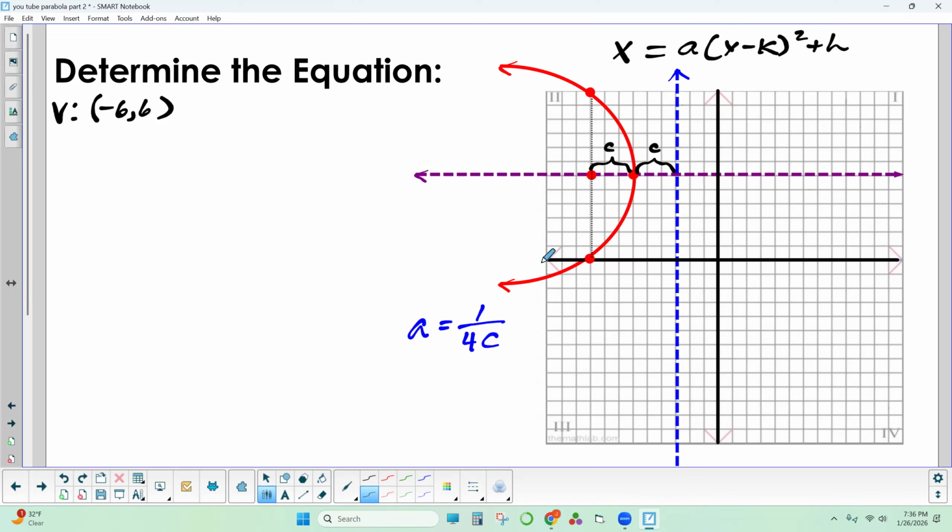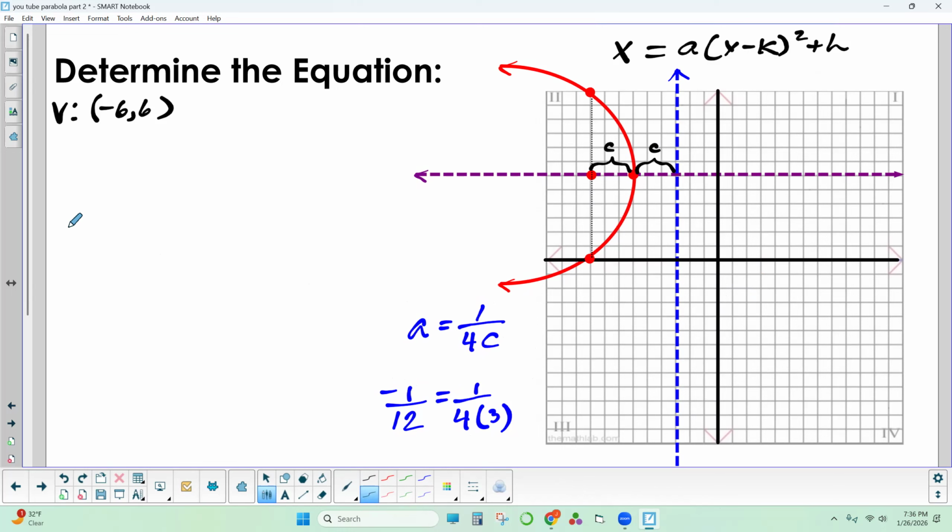Okay? And in your class or your textbook or whatever you're studying, maybe they use the letter p for that distance. Sometimes it's written p. So I use c. Doesn't really matter. But just to clear that up. And so what we're going to do here is we're going to plug in 3 for c. And that shows us that a is 1/12. Okay? All right, so it does open to the left, which tells us this is a negative 1/12.